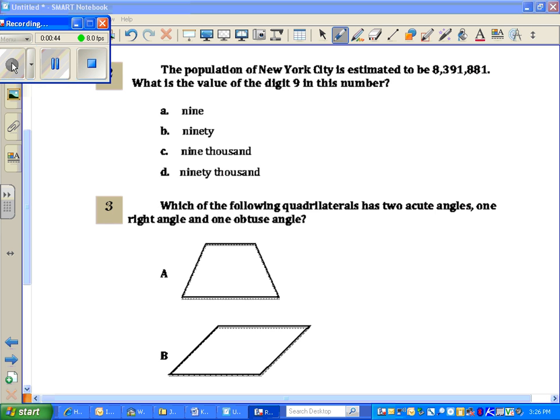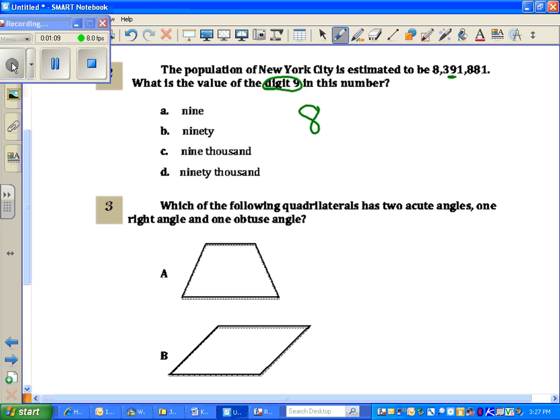Okay, question number 2. The population of New York City is estimated to be 8,391,881. What is the value of the digit 9 in this number? Okay, so it's asking about the digit 9. So let me find the 9. Here it is. Let me underline it. I'm going to rewrite this number so that I can label my commas and label my first names.